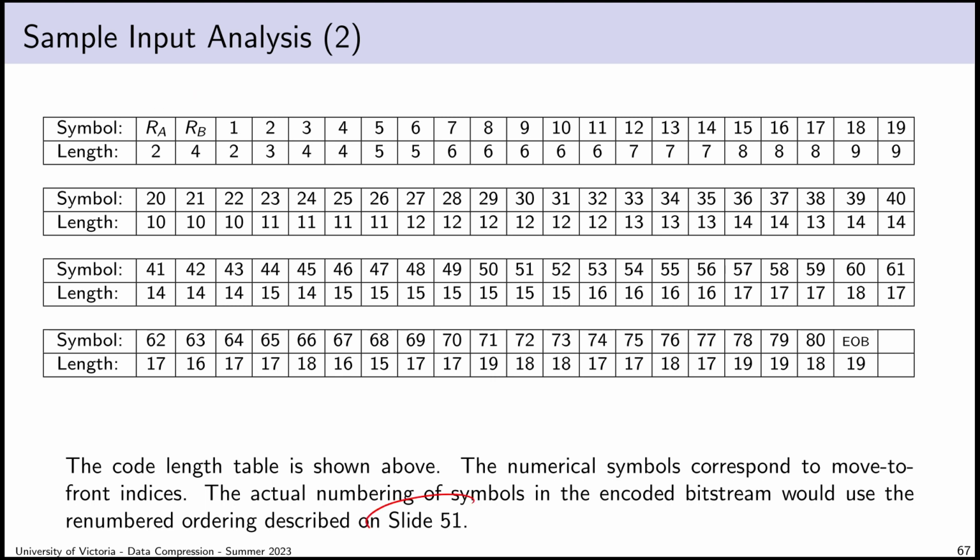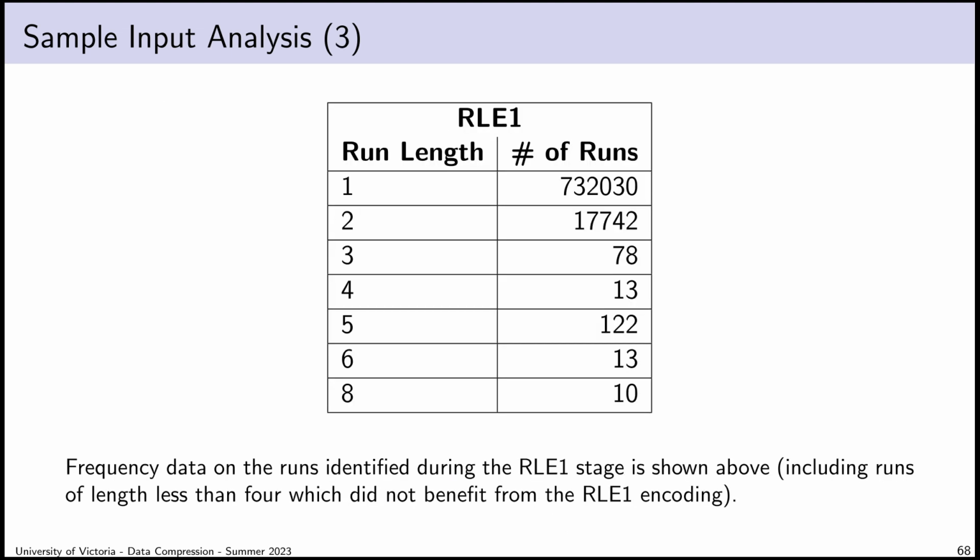But on slide 51, we talked about the actual numerical ordering of symbols after the RLE2 stage, where RA gets assigned 0 and RB gets assigned 1, and so on. After I do the RLE1 stage on the initial input, I get this breakdown of runs. And one of the reasons I like using English text as input, not only is it intuitive, but we know a lot about what kinds of behavior to expect in English text.